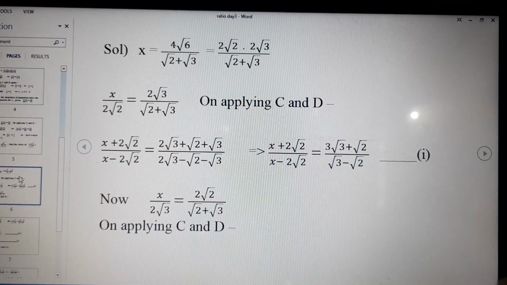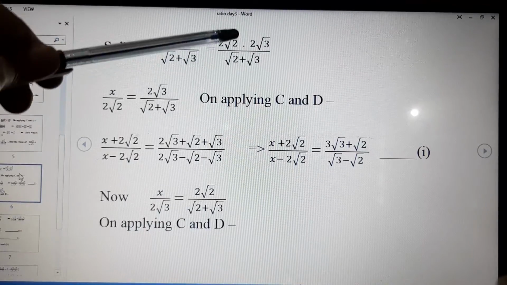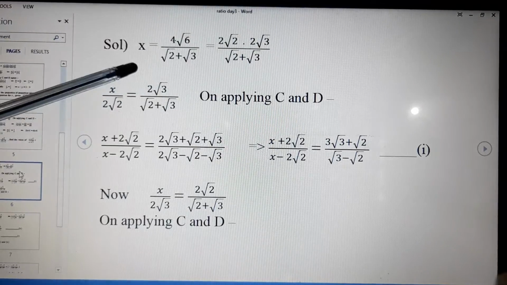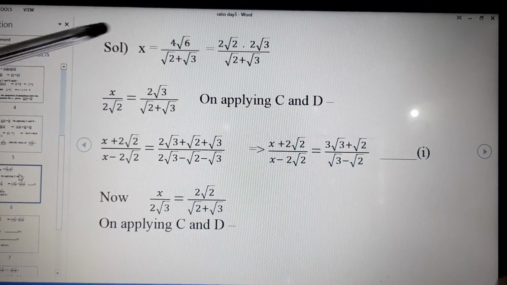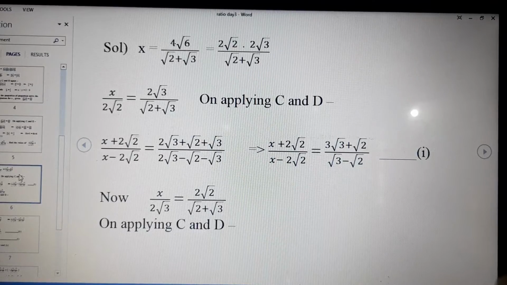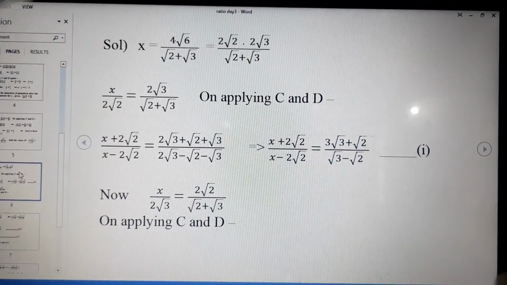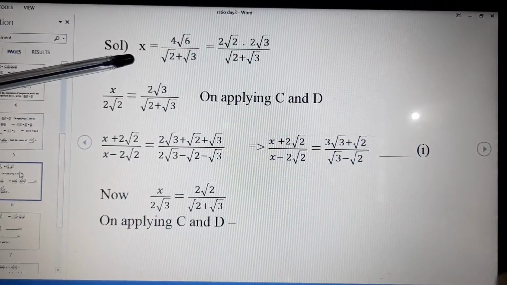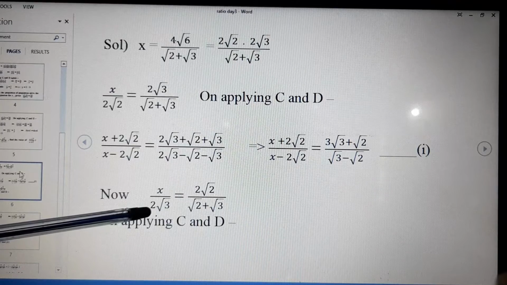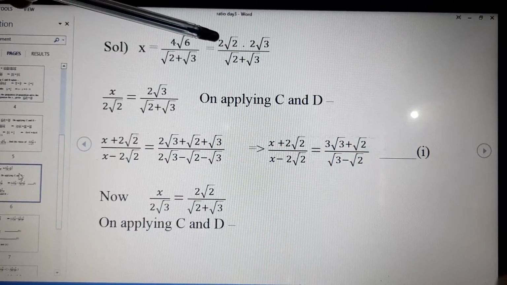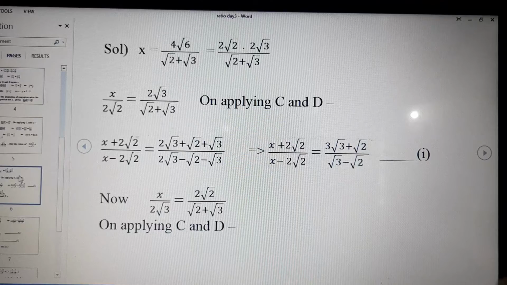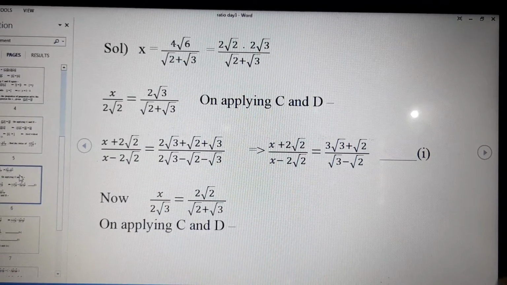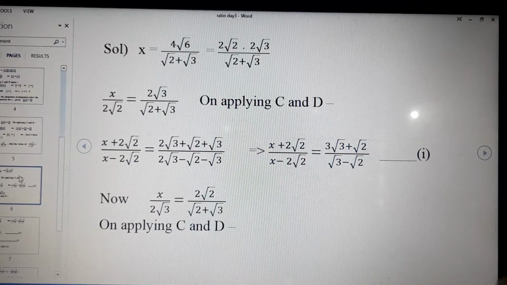Next, if we transfer 2 root 3 to the denominator instead of 2 root 2, then it becomes x upon 2 root 3, and the other side will be 2 root 2 divided by root 2 plus root 3. So I have transferred 2 root 3 to this side. We'll get x upon 2 root 3 is equal to 2 root 2 divided by root 2 plus root 3. Okay. Now once again if we apply componendo and dividendo here, then we'll get numerator plus denominator.